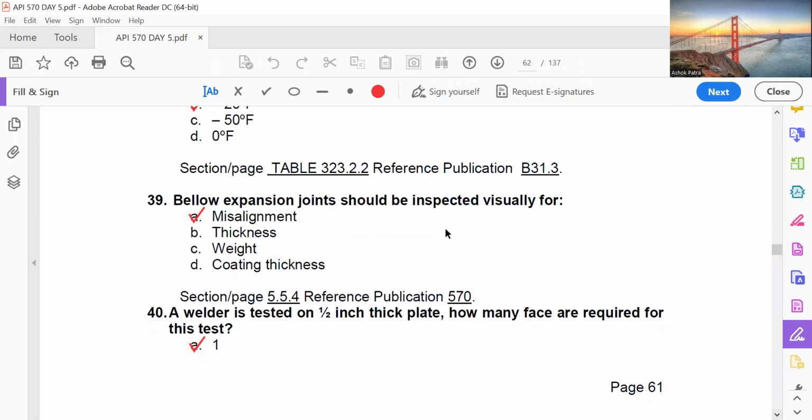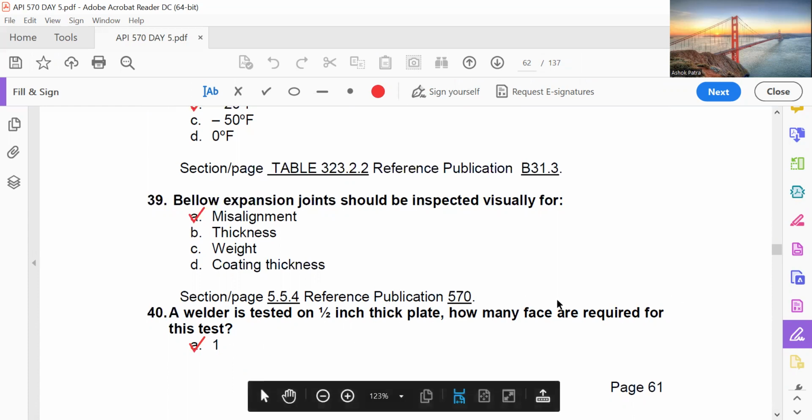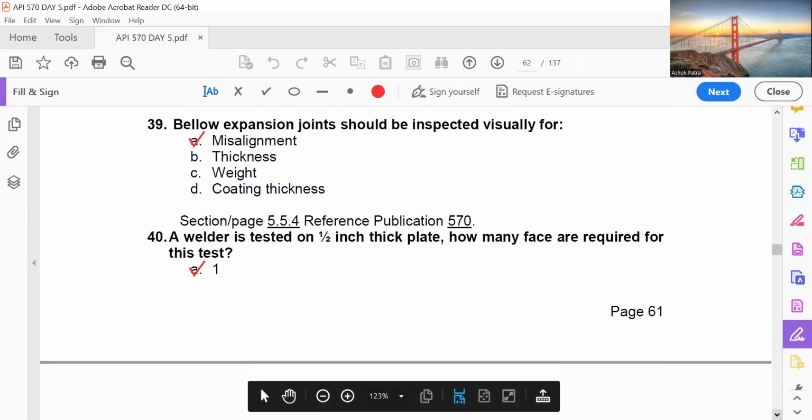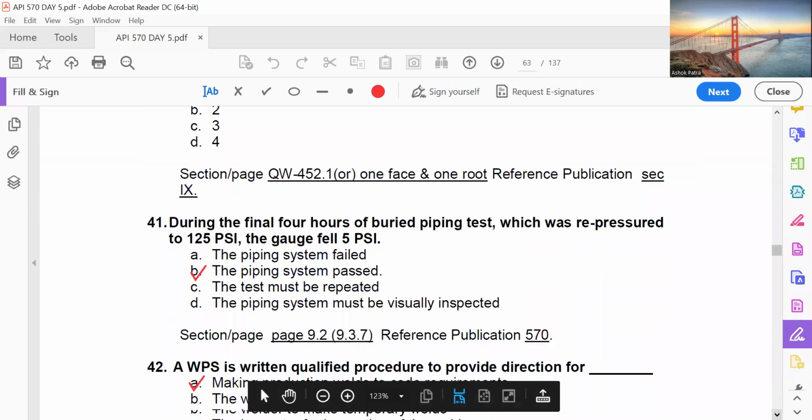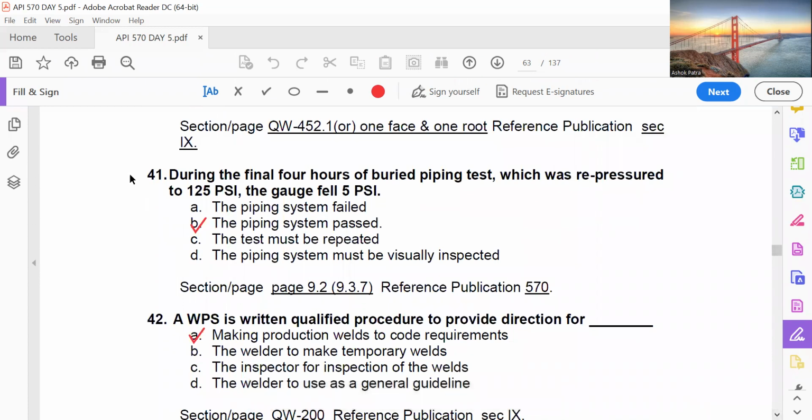Bellows expansion joints should be inspected visually for misalignment. A welder is tested on half-inch thick plate. How many faces are required for the test? The face bend, one.